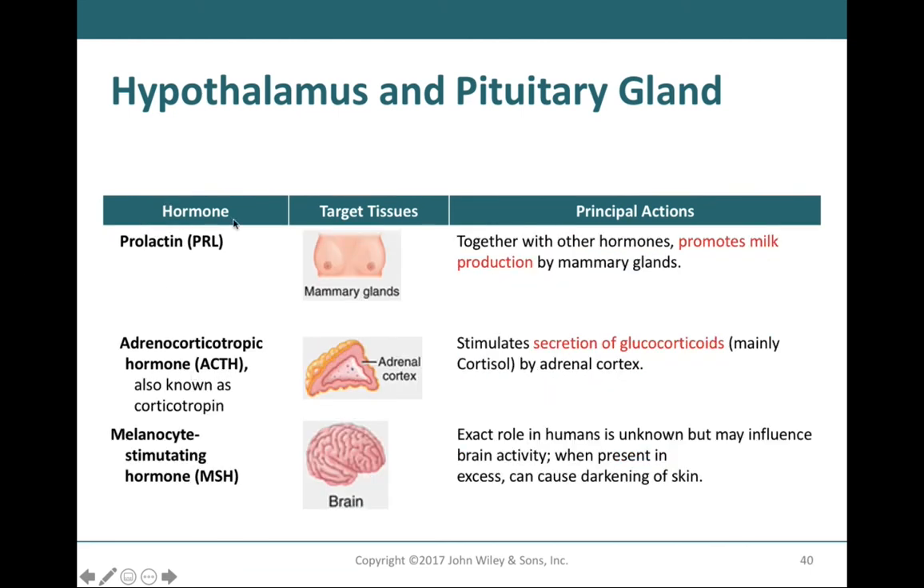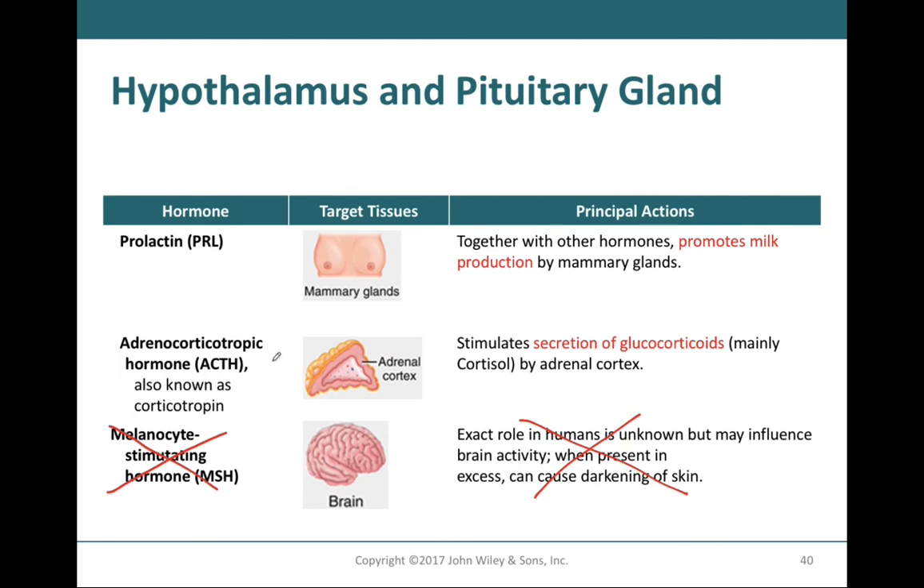Now on this slide we see prolactin, adrenocorticotropic hormone, and the melanocyte-stimulating hormone. To simplify this, I will not be asking about the melanocyte-stimulating hormone, so you will not need to know this one. But these two are very important hormones that we need to be aware of. So prolactin is going to eventually affect the mammary glands, and this is going to stimulate milk production. So that's where we get the term lactation, from prolactin. And again, this has prolactin-releasing hormone and prolactin-inhibiting hormone. So that kind of tells you a little bit about the regulation of this hormone.